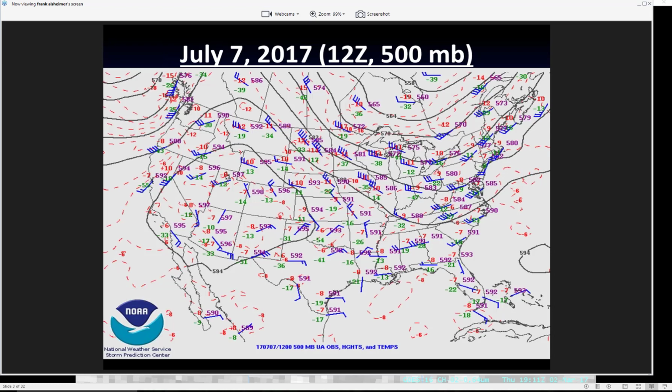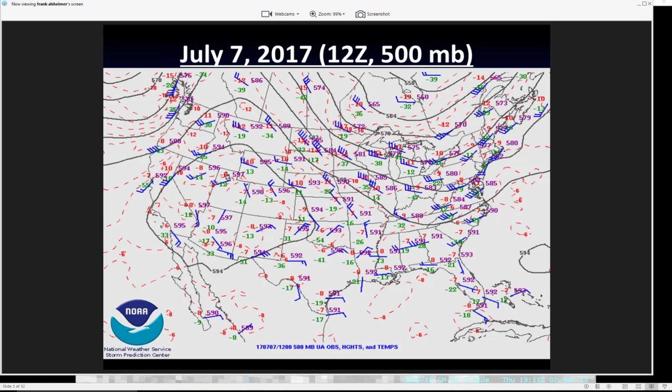Here's a look at the 500 millibar flow. Generally, you've got a ridge in the western part of the country with a trough in the east. But if you look at the 500 millibar winds, they're pretty much on the weak side over the deep south. A little bit westerly, a little bit stronger as you get a little bit into North Carolina. But the strongest winds are really coming down on the backside of the trough to the upper Midwest.